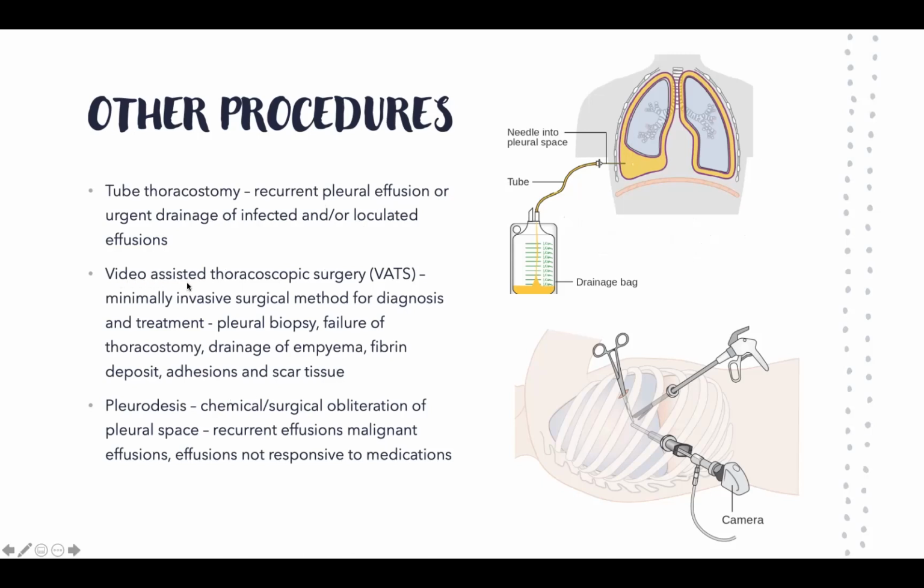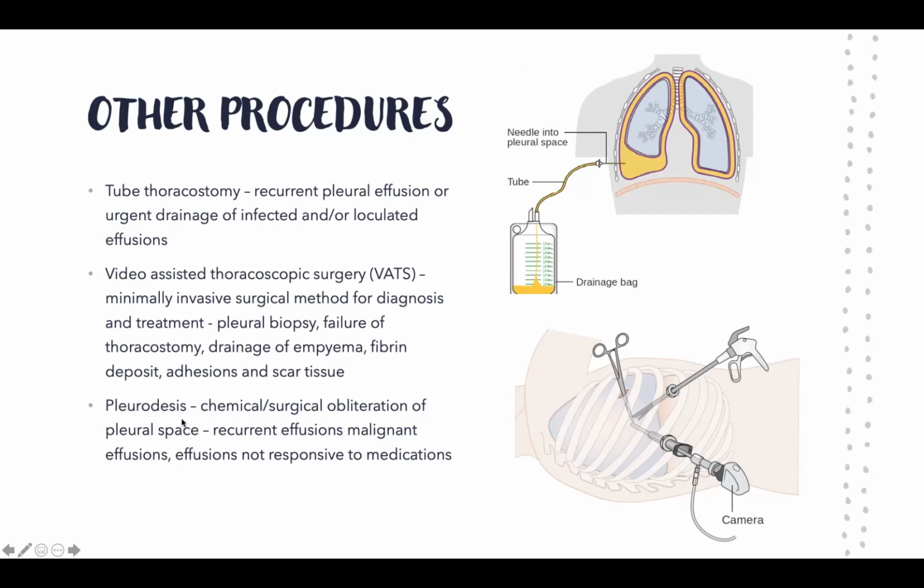We can use video-assisted thoracoscopic surgery. As you can see, it's a minimally invasive surgery, and we can actually use it for diagnostic purposes as well. We can take a sample of the pleural lining. We can also use it to drain empyemas or adhesions or scar tissues. And we can also use it mainly if the previous one, putting a tube, has failed.